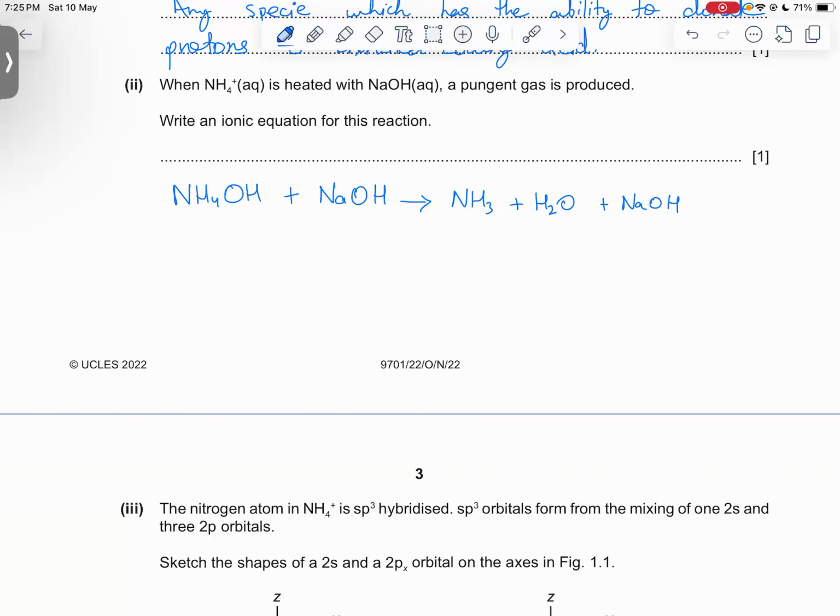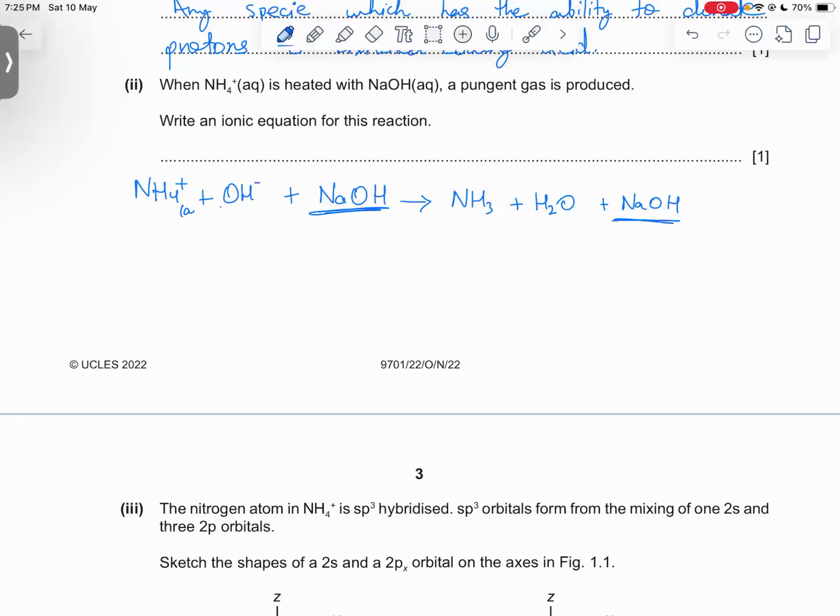This is the whole reaction. Now if you look at it, this whole thing is a spectator in this situation, right? In this scenario, NaOH is a spectator. So what is not a spectator? The ammonium hydroxide. Because they have written ammonium aqueous separately, we have to write this like this: NH4 plus and OH minus, like this.